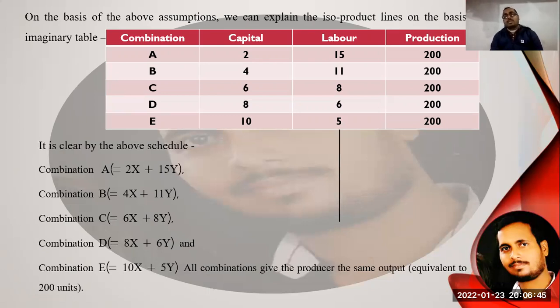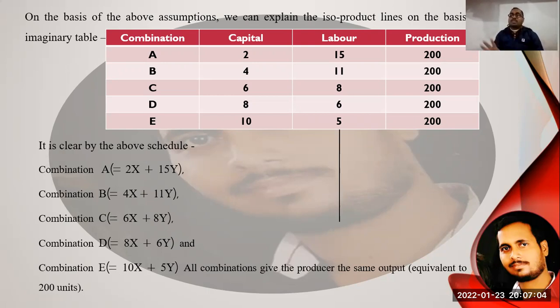And combination E, the last combination shown in the table, is 10 units of x and 5 units of y, where x is the capital and y is the labor. So all combinations give the production of the same output, equal to 200 units.